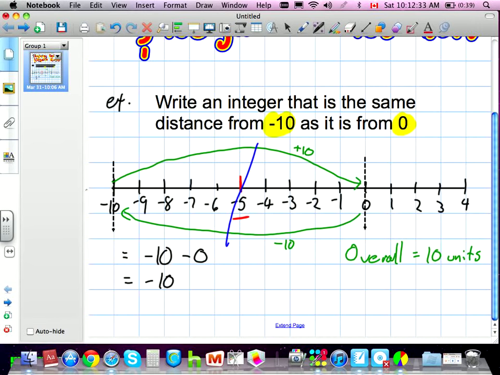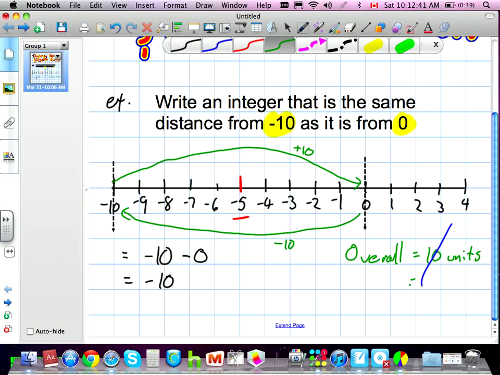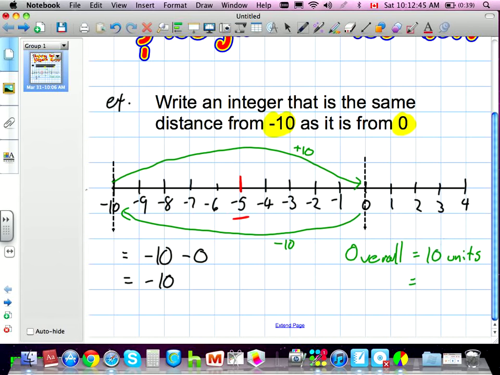We'd be cutting this in half if we're trying to find the middle. So we're trying to find half of 10 units. Now, what operation would I use to find half of something? Do I multiply, subtract, add, divide? I would divide, that's right.